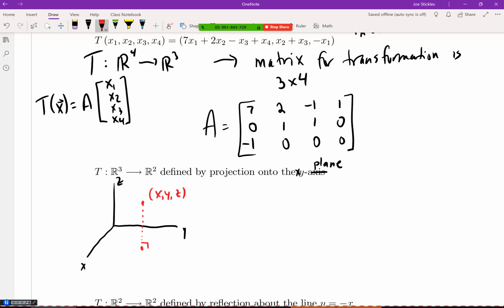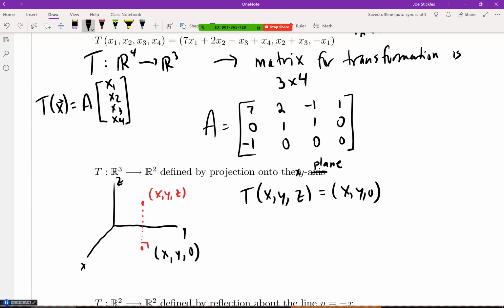I could have drawn it as vectors, but I think it just gets more confusing with the vectors actually drawn in there. So the coordinates at this point, if I'm projecting down to the xy plane, the z-coordinate is 0, and I didn't move left or right or front or back. So the output is just x, y, 0. That tells me my transformation in terms of the symbols: xyz goes to xy0. That's projection onto the xy plane.